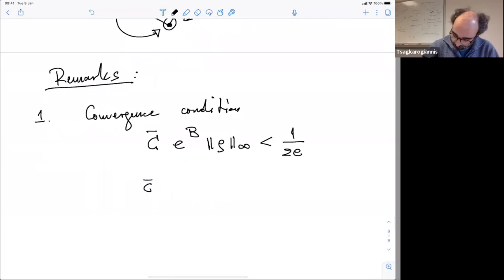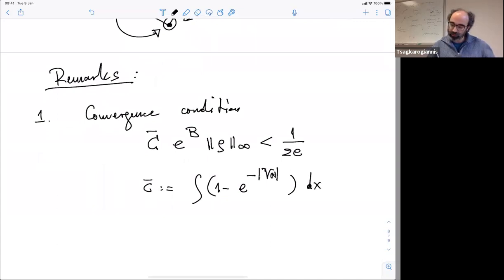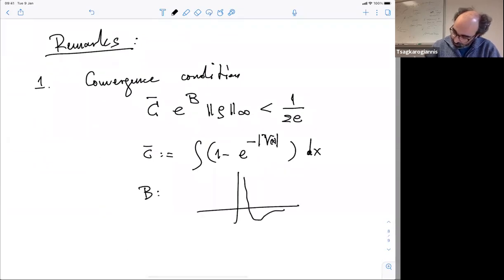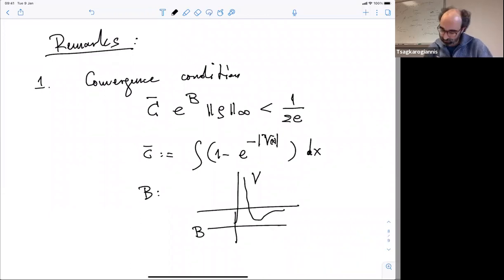So C bar is the integral of 1 minus e to the minus absolute value of B of x, integrated over x. And B is somehow the lower bound. For example, your potential B is something like this. B is this constant there. So the convergence condition asks something about the potential and asks something about the regime which is registered in this draw.